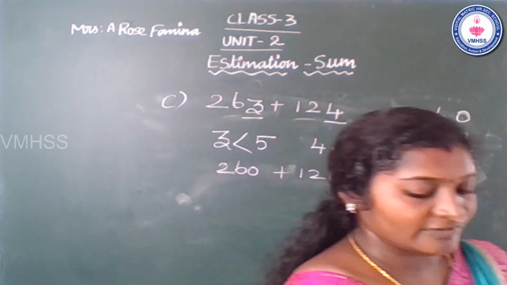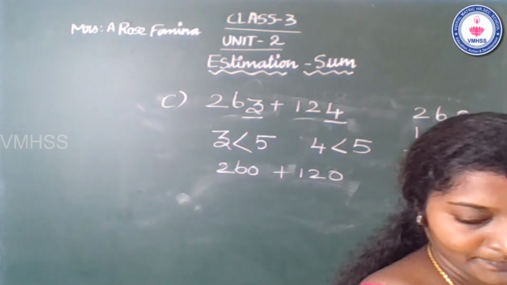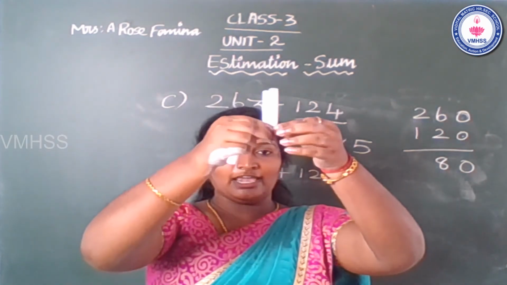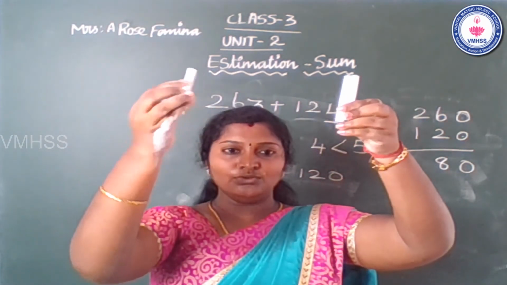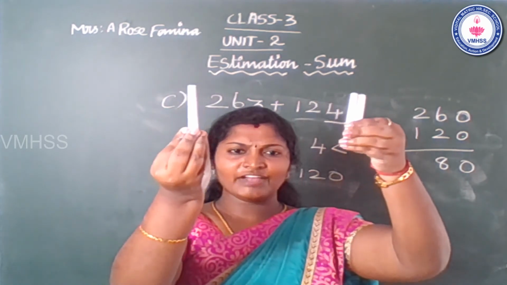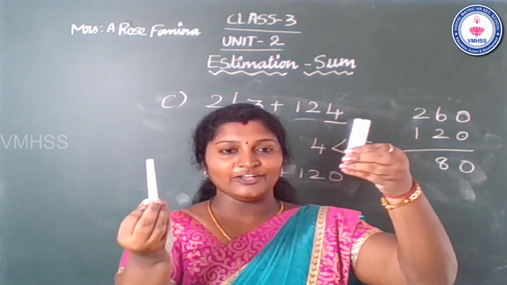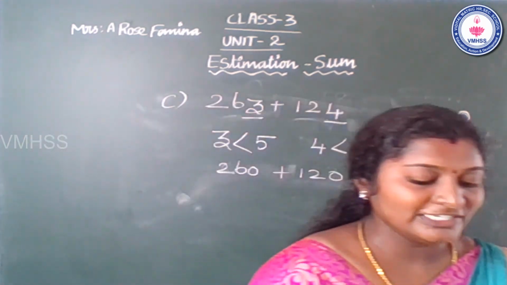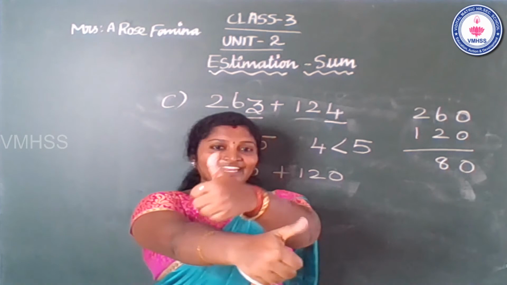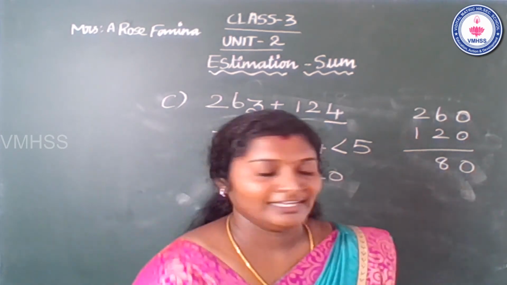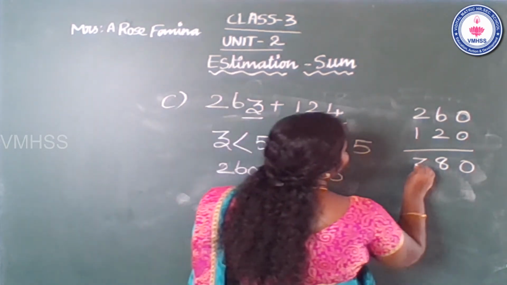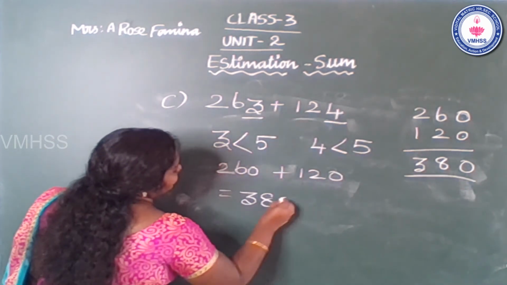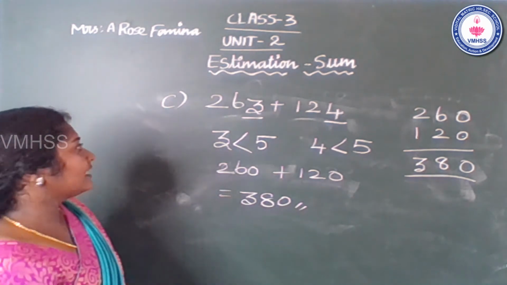Some examples with charts. I have 2 charts, 1, 2. 2 plus 1, what is the value? 3. Very good. 1, 2 and 3. Super, very good, my dear students. So 2 plus 1, 3. So 380. Once again, repeat.